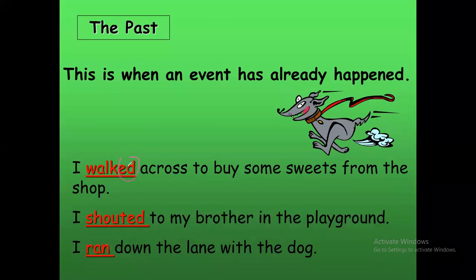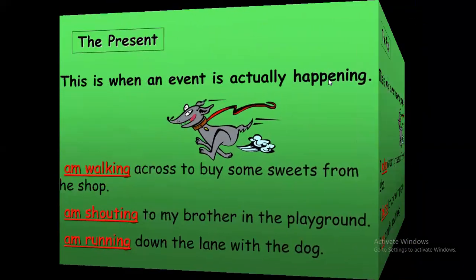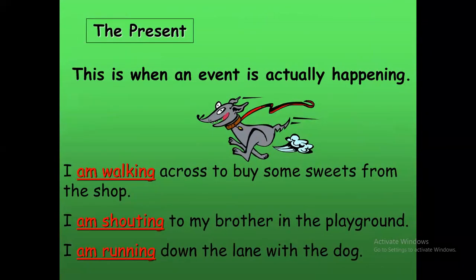Look here: walked, shouted, and ran. Ran is an irregular verb. Now let's talk about the present. The present is when an event is actually happening, like I am walking. Here we have be. Be means am, is, or are. Then verb plus ing. I am walking now across to buy some sweets from the shop. I am shouting to my brother in the playground. I am running now, down the lane with the dog.